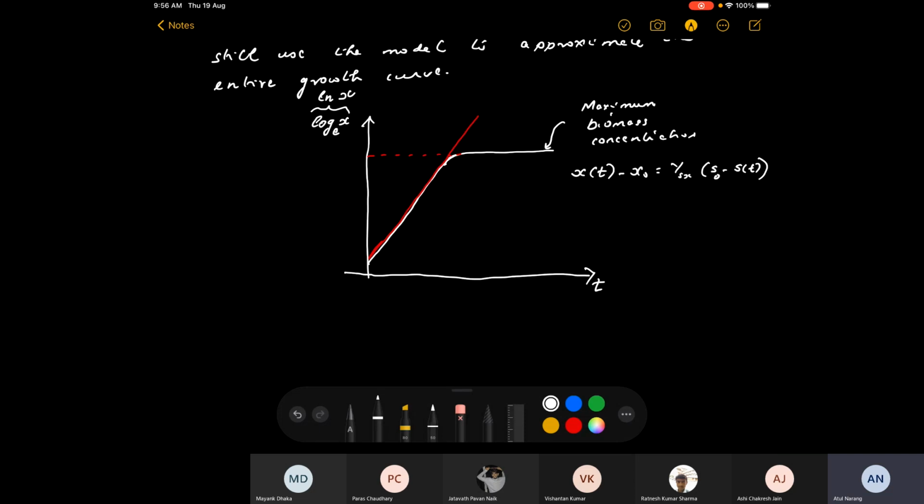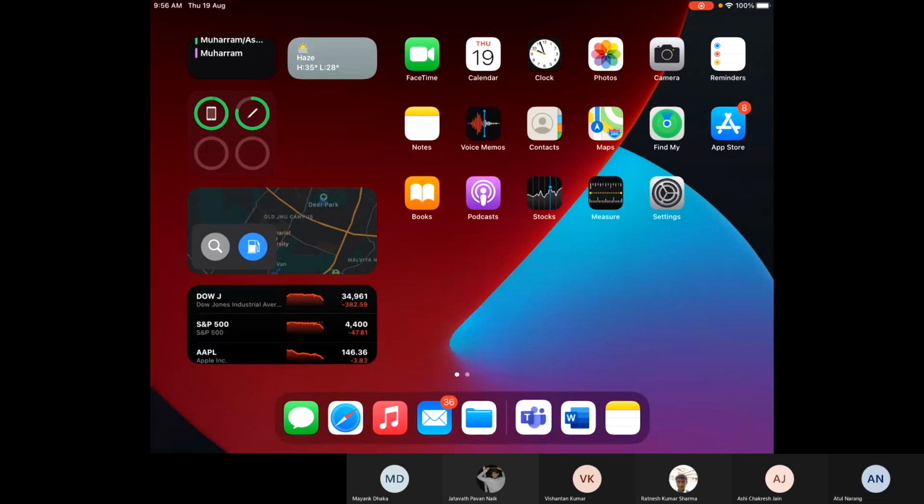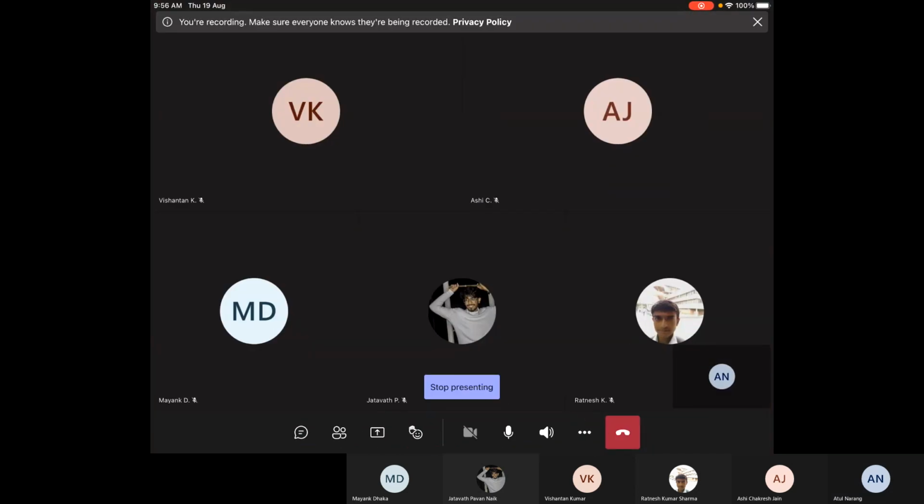Can anybody take a shot at it? In other words, what is the value of this when you have reached stationary phase? I can see the people are rapidly disappearing since I'm asking questions. Anybody want to take a shot?